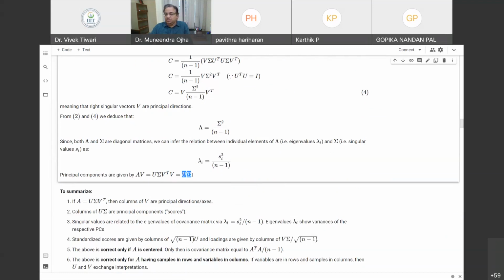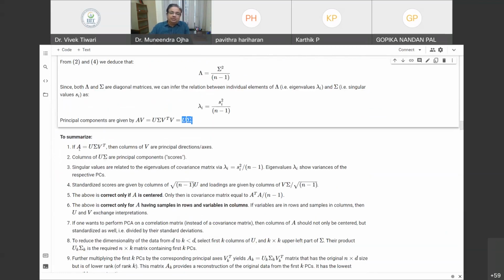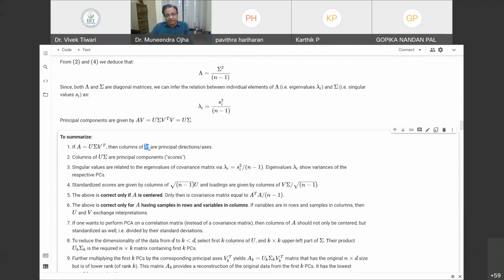So ultimately you get U sigma. When you decompose it, the columns of V give you the principal directions. When you multiply the principal directions with the original matrix, you get the principal components. Singular values are related to eigenvalues of the covariance matrix as lambda_i equals s_i squared upon n minus 1. Each eigenvalue lambda_i shows the variance of the respective principal component, that is, how much variance that principal component demonstrates.